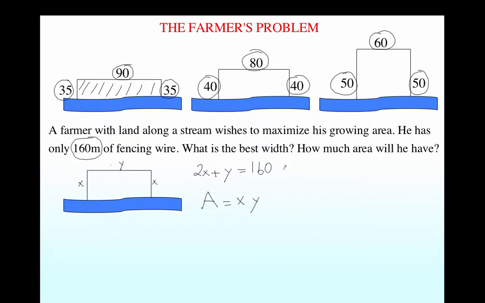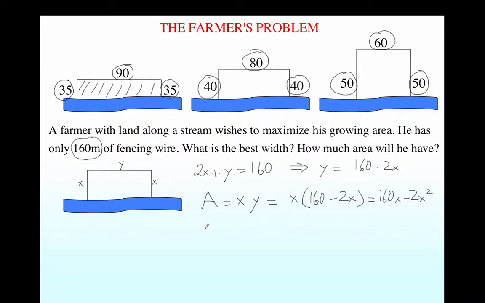But you see that y is not independent of x. From here, y is 160 minus 2x. So really, instead of writing x and y separately, we can get y in terms of x, and so this is x into 160 minus 2x. In other words, this is 160x minus 2x squared.